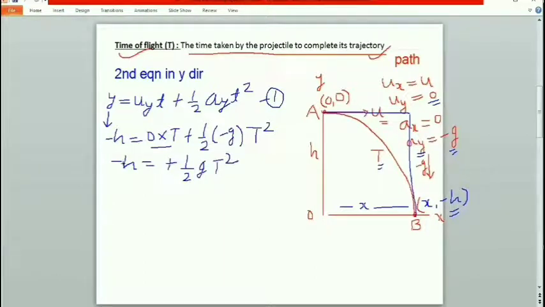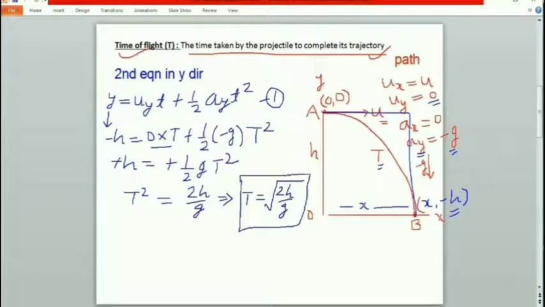And after solving it, after simplification, what is the value of t square? That is 2h by g. And then the final formula of time of flight is root 2h by g. This is the expression for time of flight in horizontal projectile motion. Clear? You can also find here the factors on which the time of flight depends. किन किन फैक्टर पे डिपेंड करता है? देखिए, इस फॉर्मूले में सिर्फ हाइट और एक्सेलरेशन ड्यू टू ग्रेविटी है.